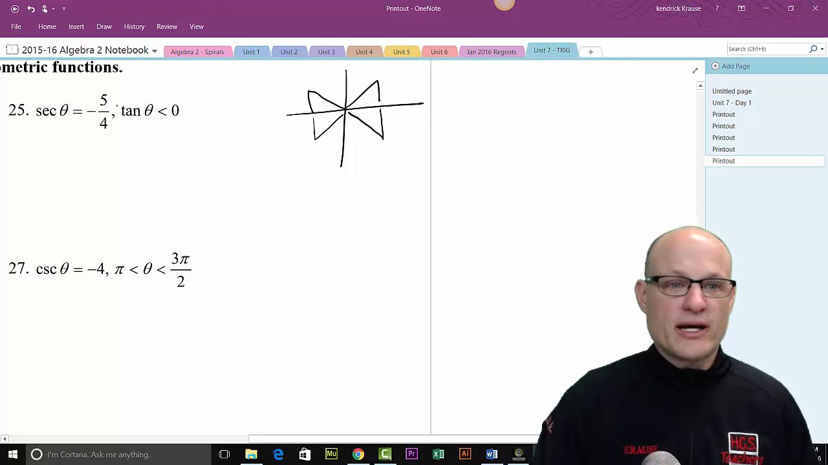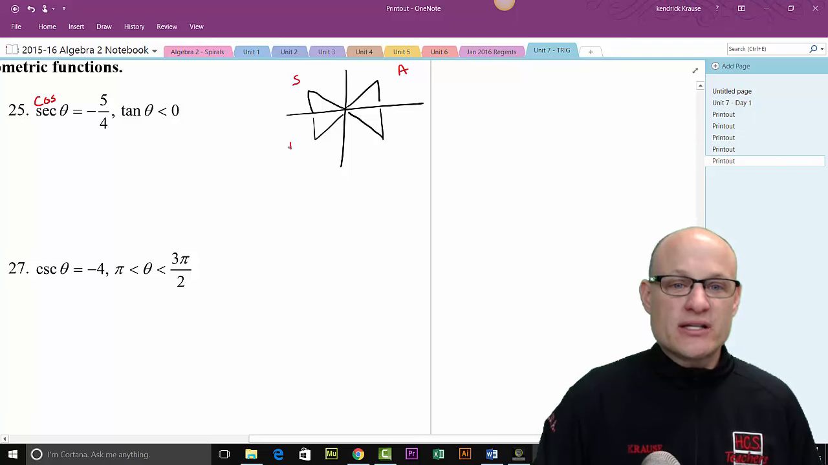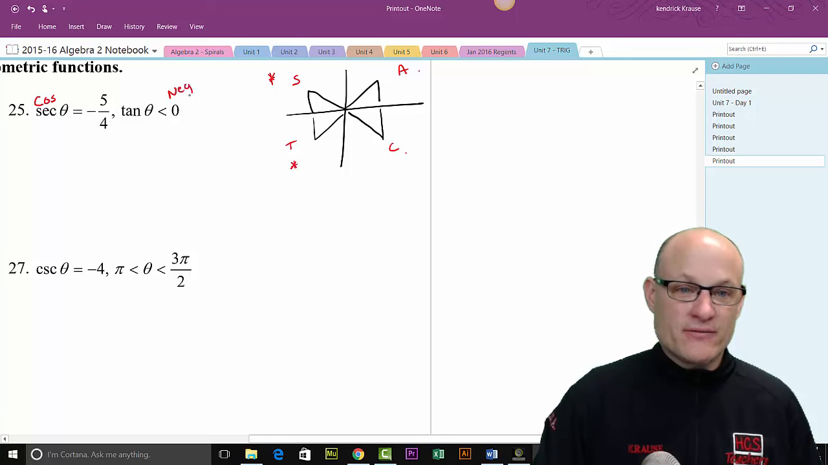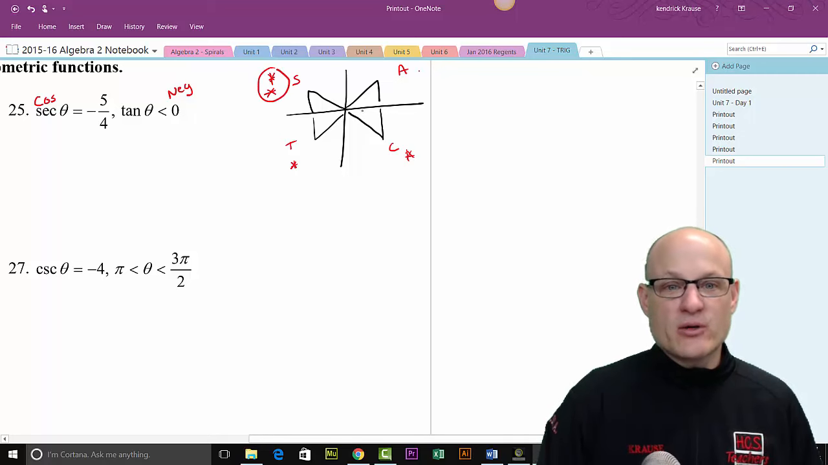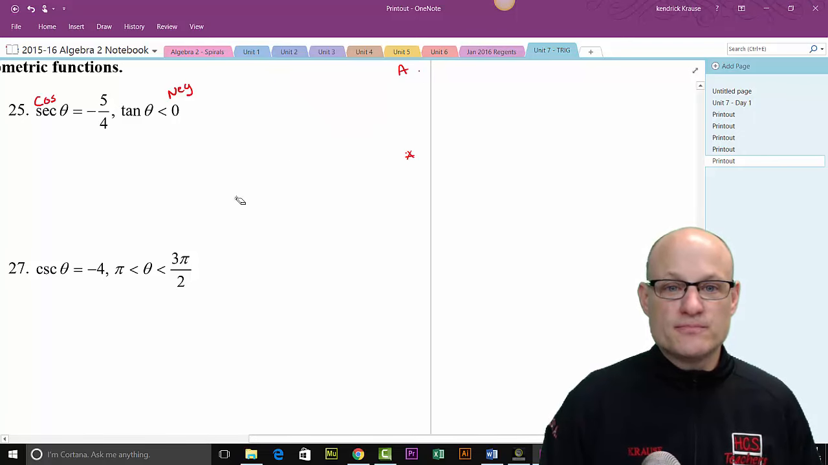Oh, Krause, you're mean. This is the same as cosine, sort of. So cosine is negative. All students take calculus. Cosine's positive here, and cosine's positive here. So cosine must be negative here and negative down here. Tangent is negative. Well, tangent's positive here and positive here. Tangent's negative here and negative here. So that's the big winner. So I don't need the rest of them. I need a triangle in quadrant 2. So, in my triangle in quadrant 2.